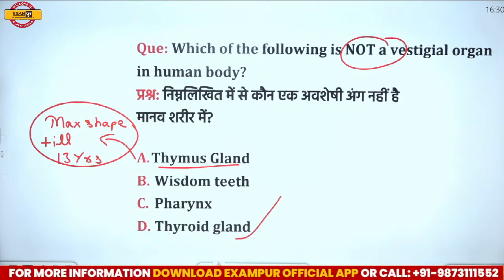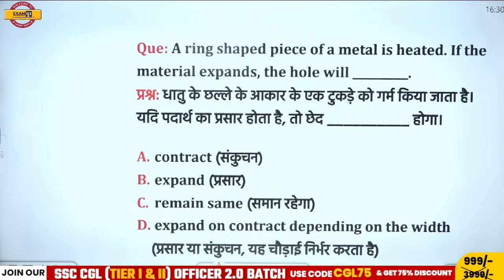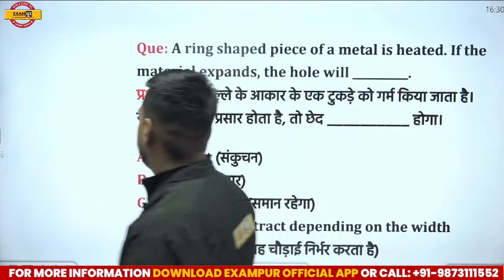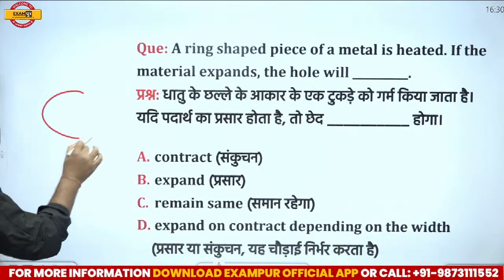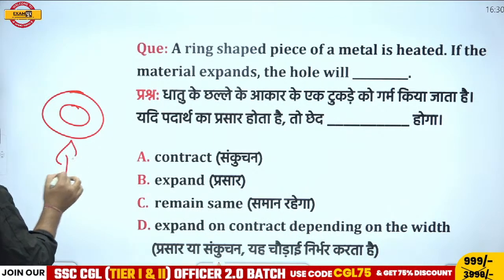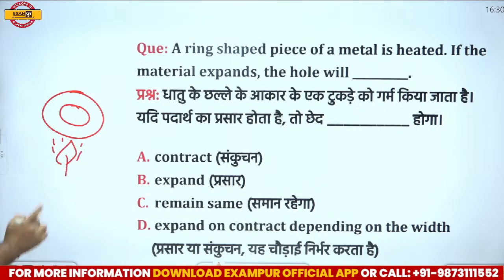Okay, next we have: a ring-shaped piece of metal is heated. If the material expands, the hole will what? What do you think? The question is, if I talk about a metal, there's a hole within that metal. Now, what we have done is we have heated that up. When we are heating this up, what do you think is going to happen?